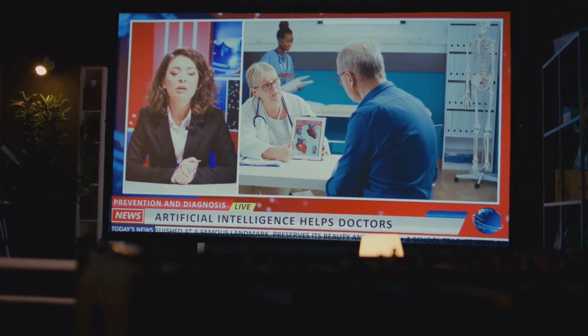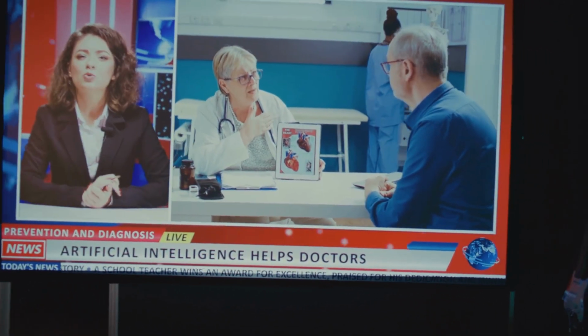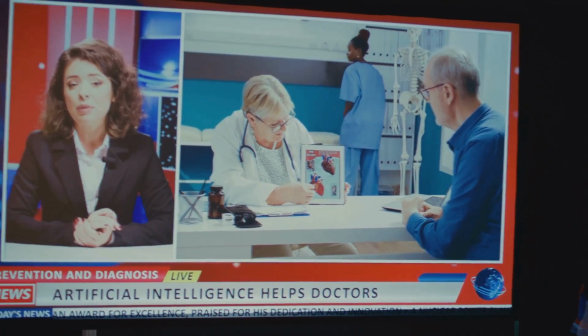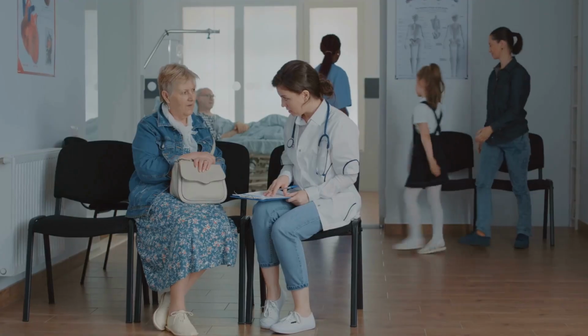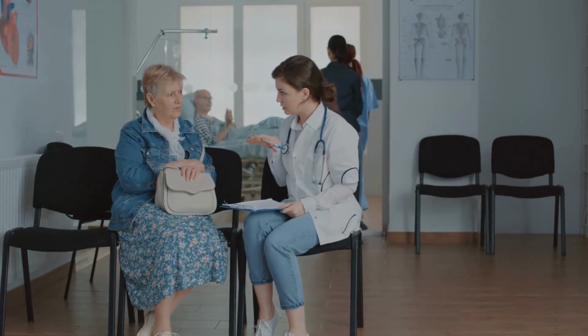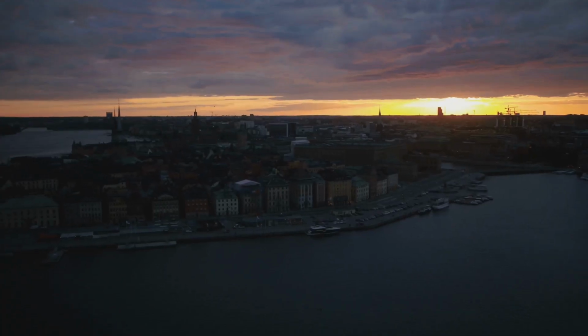This is a crucial point. AI is a tool for augmentation, not replacement. It enhances a clinician's abilities, but does not replace their expert judgment, their years of experience, or the essential human element of empathy. Let's take another concrete example.